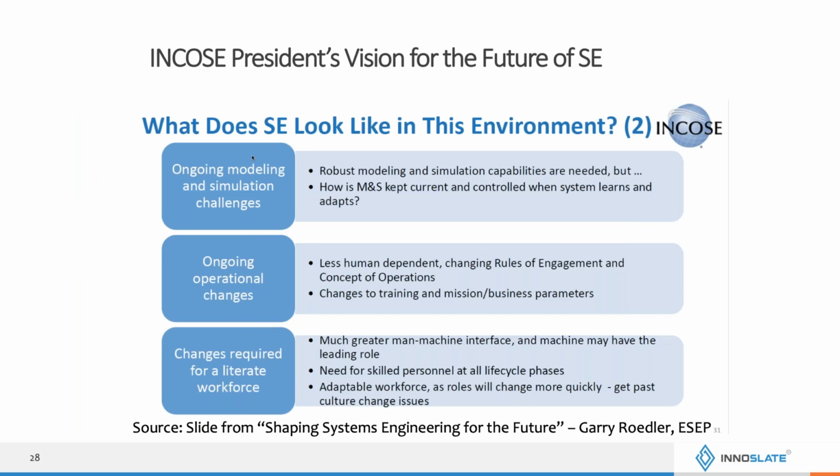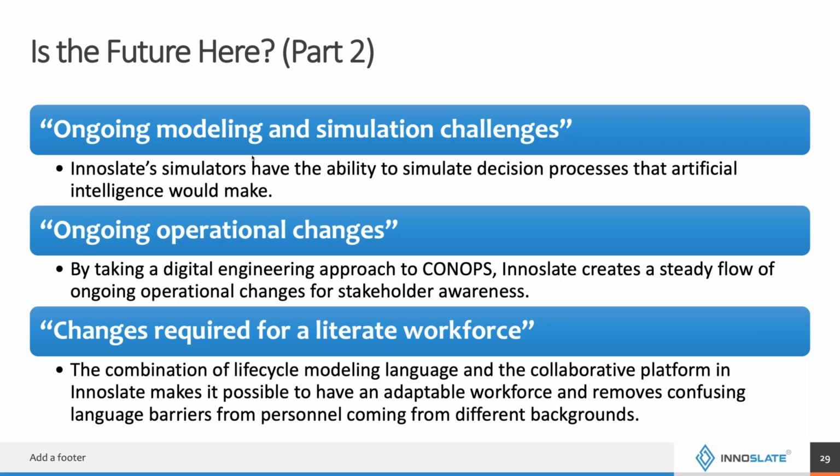Some of the other ones he talked about were the need for ongoing modeling and simulation challenges, ongoing operational changes, and the changes required for a literate workforce. So again, rather than go into that in detail, looking at the time, here's kind of our responses to those things. Again, our simulators give us the ability to simulate decision processes, particularly those that artificial intelligence would make, but also humans. So behavior modeling is exactly what it's called, and that's what you're looking for. So now you can see that emergent behavior. You can see what the results of running through all the different permutations of it might be.